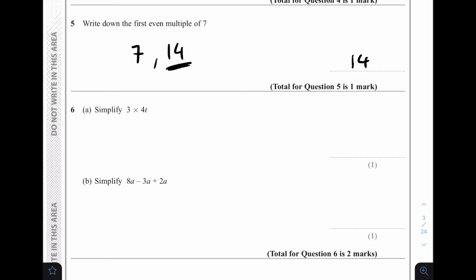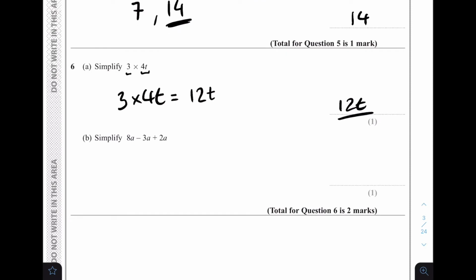Simplify 3 times 4t. So here we've got two terms. We've got a number term, which is the 3 on its own, and then we've got a t term. So what we're going to do here is just multiply out 3 by 4t. So 3 multiplied by 4t, which is 3 times 4 is 12. Since there's no other extra t term here, we just leave t as it is. So it's t here, so the answer here is 12t.